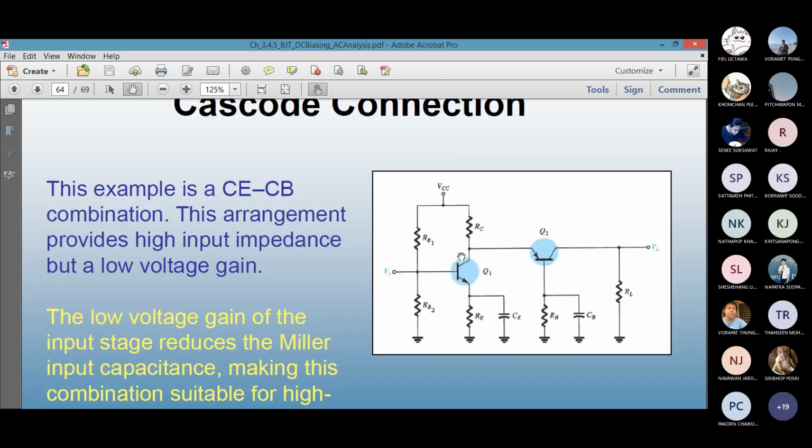And a cascode is a common emitter, common base connection. This arrangement is used to provide high input impedance, but it results in a low gain. Why so? High input impedance is useful for canceling out any noise on the input side.